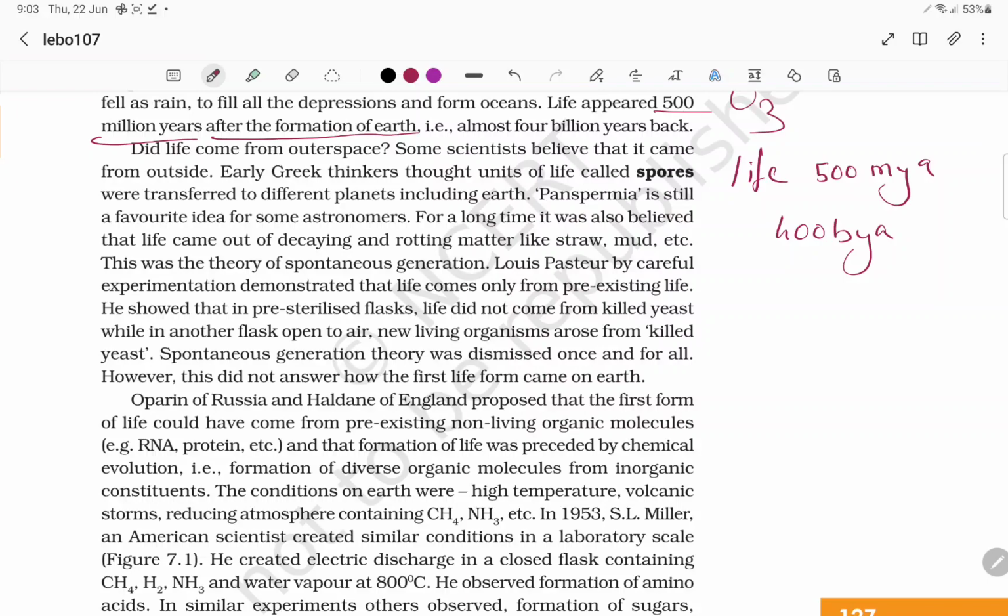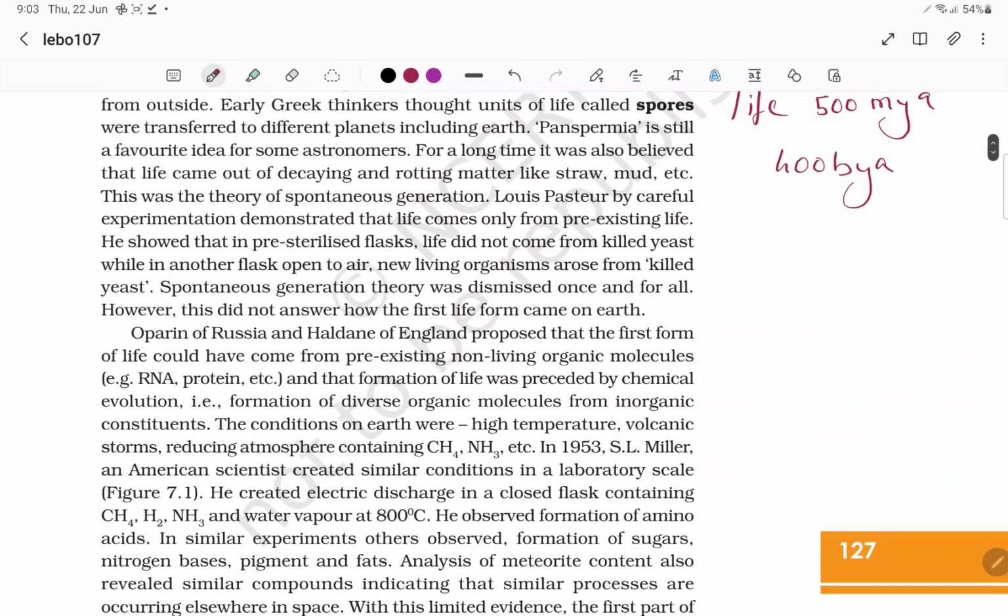So did you know, did life come from outer space? Some scientists believe that it came from outside. Early Greek thinkers thought that units of life, like spores, transferred to different planets including Earth. So panspermia is still the favorite idea for some astronomers. For a long time it was also believed that life came out from decaying and rotting matter like straw, mud, etc. This was the theory of spontaneous generation.